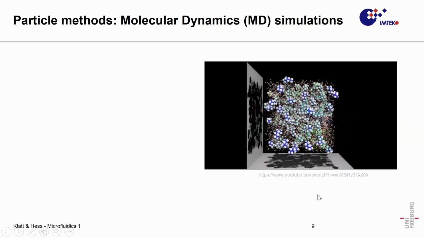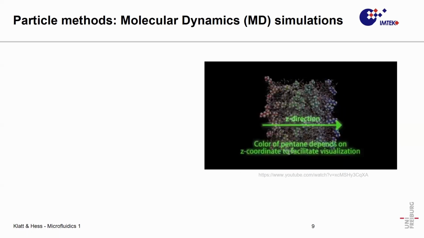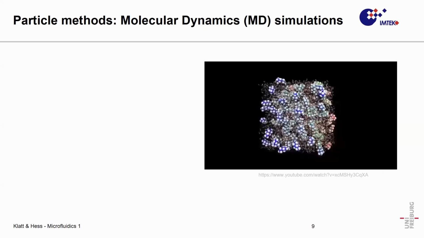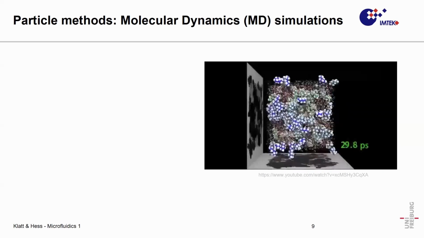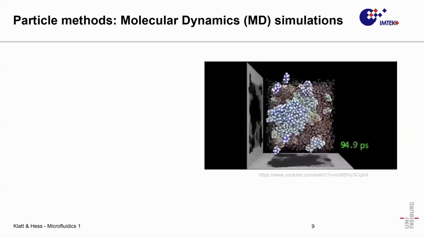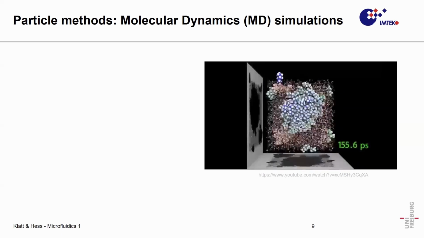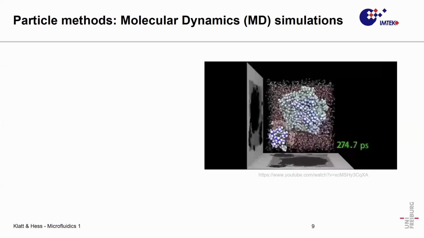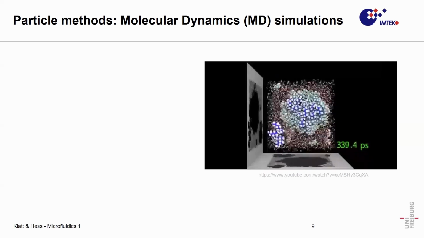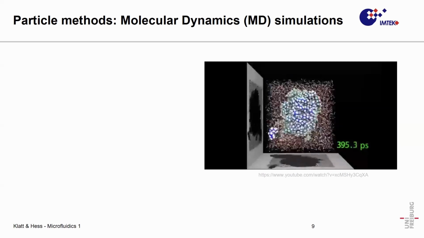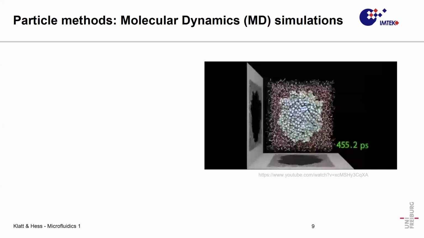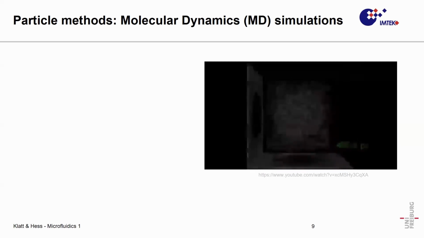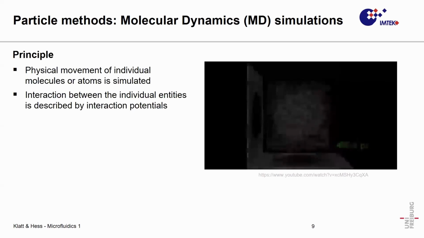Here you can see a mixture of oil and water, with the small molecules being the water and the big ones are the pentane. And as you can see, the molecules interact and the oil is forming a droplet inside the water. And as you can see in this video, the individual atoms are resolved and they interact with each other. And the overall behavior follows the individual particle dynamics. And this video should illustrate quite nicely these principles.